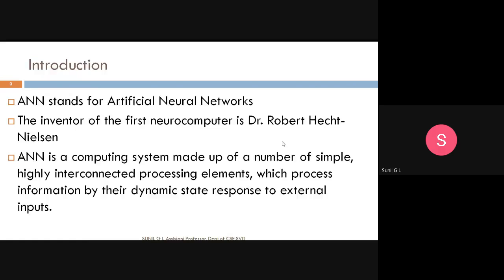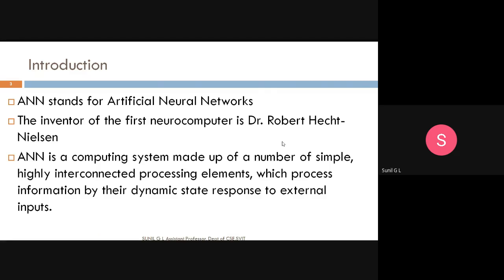First, what do we mean by artificial neural network? We will simply call it ANN. ANN is nothing but an artificial neural network. Just as a human thinks, the computer will also think and take decisions, and for that we need the artificial neural network. The first neurocomputer was invented by Dr. Robert Hecht-Nielsen, the scientist who developed the first neurocomputer based on artificial neural networks.